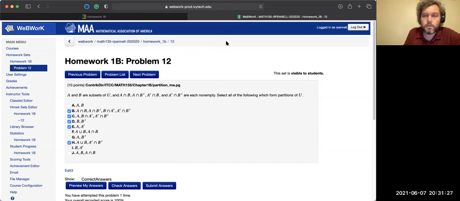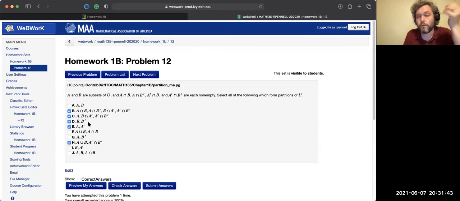Okay. So you can see what I wrote as the answer, but maybe I should explain how I got it. So B and B complement. There's nothing in common there, and there's nothing outside them.